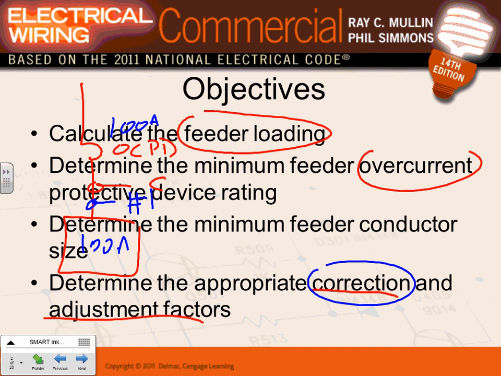Why? Because they're carrying a huge amount of energy. You don't want to bundle them. Branch circuits, fine; feeders, no. So that's what we're going to be talking about.